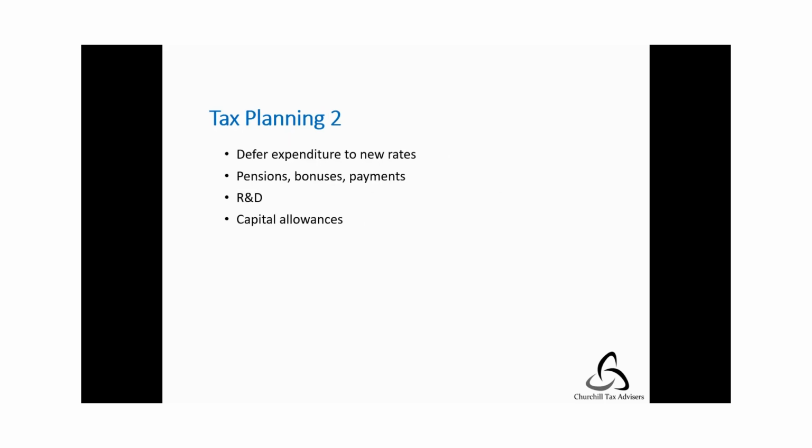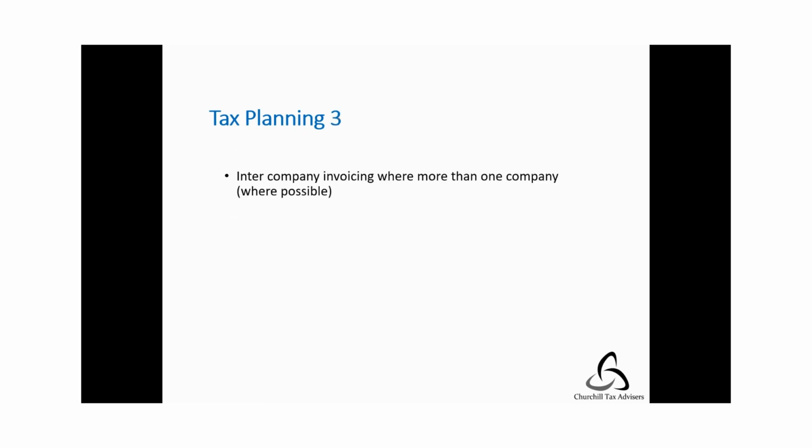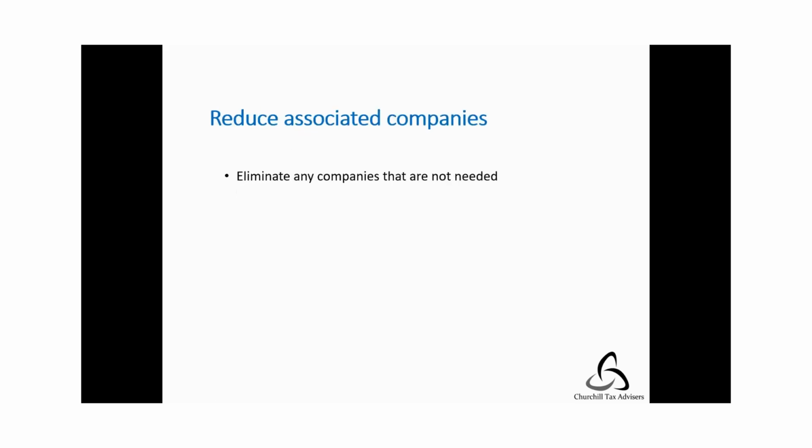In my experience, deferring expenditure to the current period can be quite a useful one. Intercompany invoicing can be very useful if you do it carefully enough. Okay.